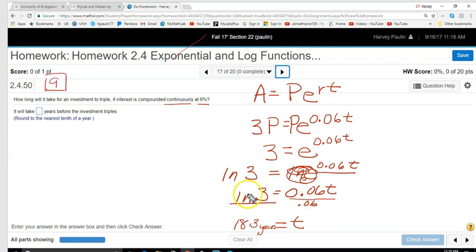And in your calculator, you put natural log, use that key, 3, and then divide by 0.06. And you get then 18.3, rounding it off to 1 decimal place, years for this principal to triple at 6% interest per year, compounded continuously. Wow.